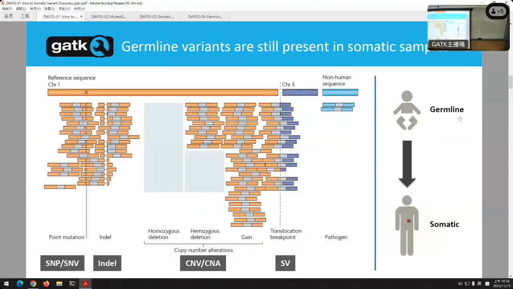Just like we showed before, there's different classes of variants. There's SNPs or SNVs, they're the same thing. Single nucleotide polymorphism or single nucleotide variant. You have indels, you have SNVs, copy number variants, you have structural variants, SVs. Those all exist in the cancer side too.